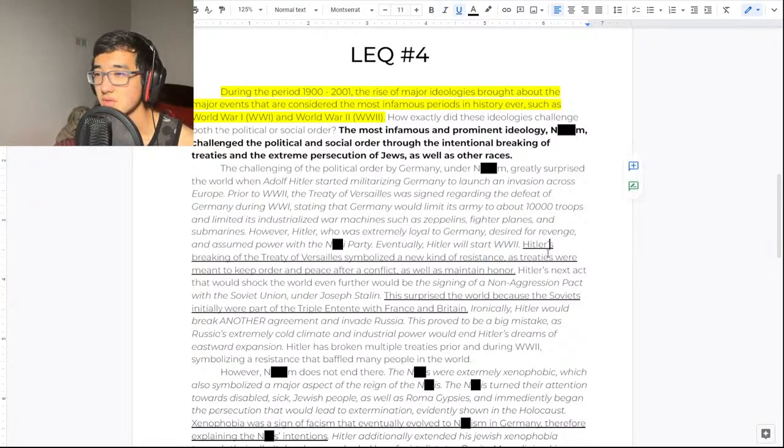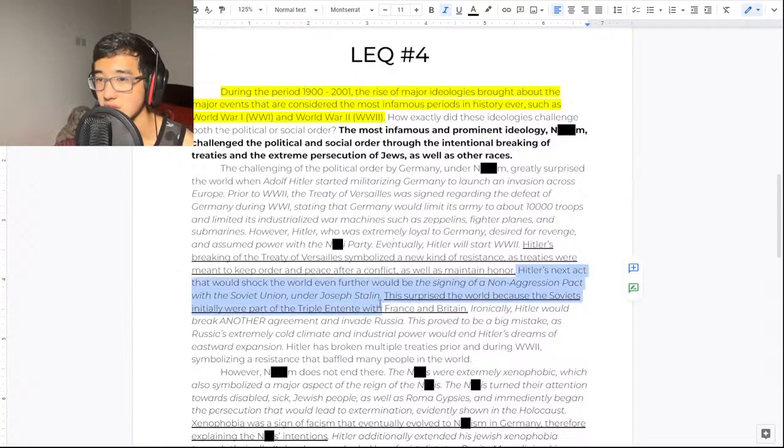So I think, where was that again? So Hitler's loyalty to Germany made him desire revenge and then assume power with the party. So I think that counts as a causation. And there's a number of others that I said also. Then I think I said the complexity already because of this one.